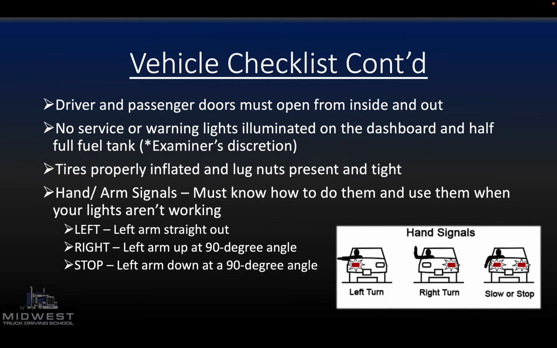All right, so more about the vehicle checklist. So the driver and passenger doors must open from inside and out. Makes sense. You shouldn't have to grab a crowbar to open up your door. That's a problem. They should be able to open from the inside and out. No service or warning lights illuminated on the dashboard, and a half full fuel tank.